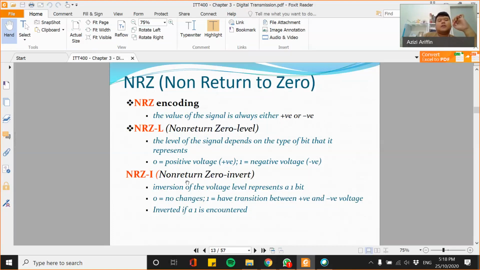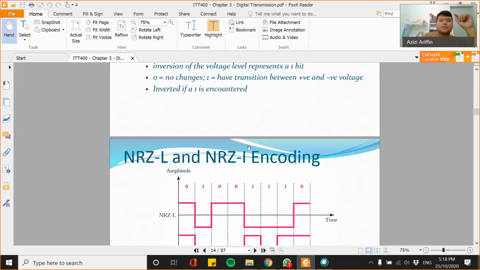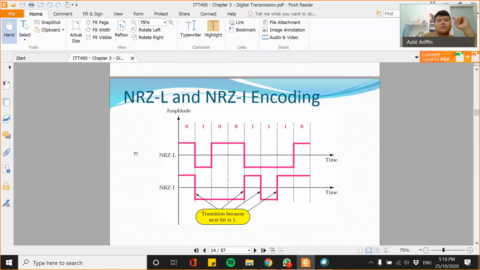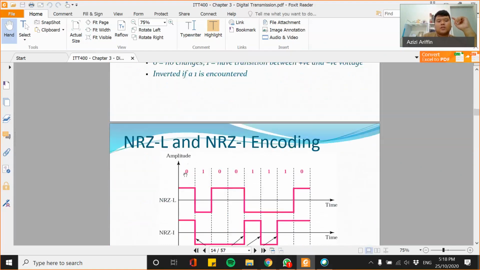So if we want to send a 0 bit, it will have a positive value. If it is a 1 bit, it will be a negative value. And for NRZ-I, invert, if we want to encode 0, that means there is no change in the signal level. Or if we want to send a 1, there will be a transition from positive to negative. So it is different from NRZ-L, right? So let's see the examples. Let's say NRZ-L. From here, it says that 0 is a positive value, 1 a negative value. So this is straightforward. 0 will show a positive, and if it is 1, it will have a negative voltage. You see, right? So 1, negative.